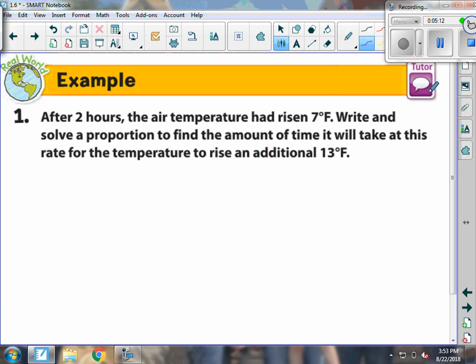Okay, go ahead and copy this down. Take a moment to do that. After 2 hours, the air temperature has risen 7 degrees Fahrenheit. Write and solve a proportion to find the amount of time it'll take at this rate for the temperature to rise an additional 13 degrees Fahrenheit. So go ahead and copy this down.